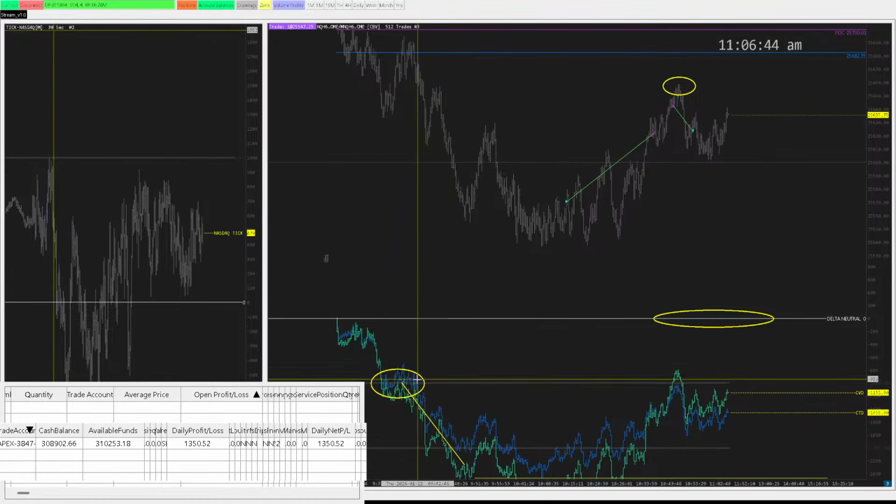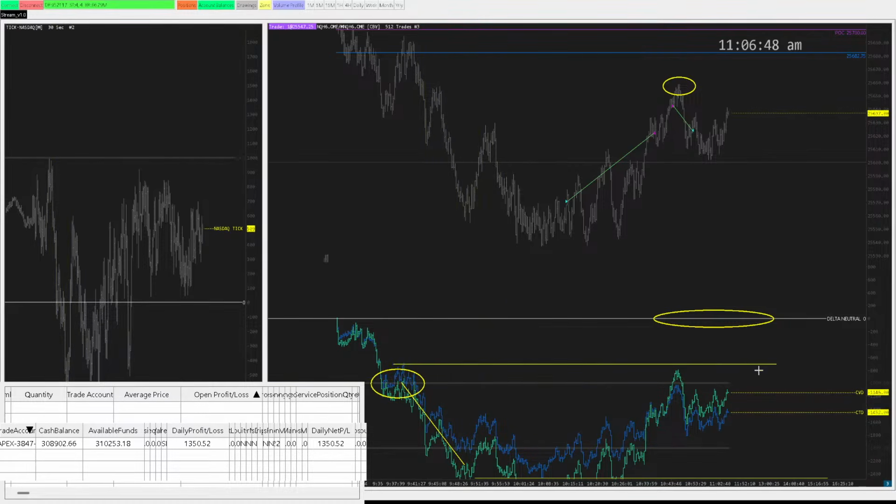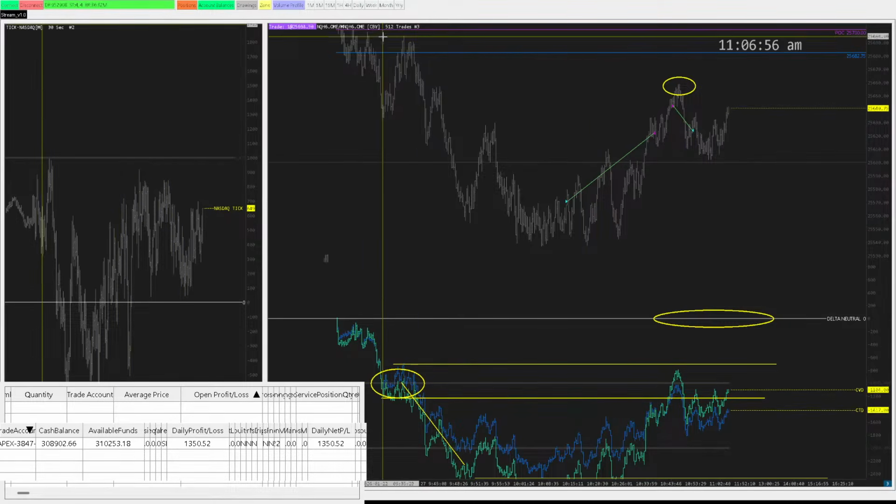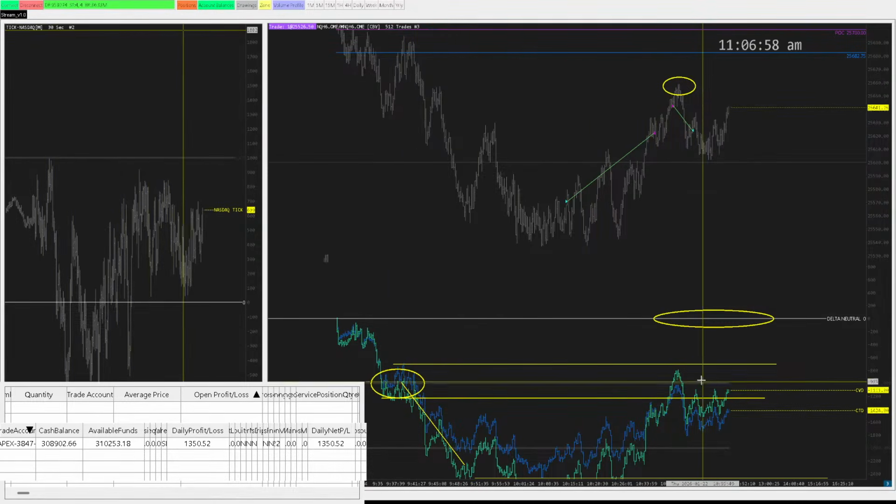So we're assuming that somewhere in this area, the people who shorted it are going to defend it, but they may not. They may not.